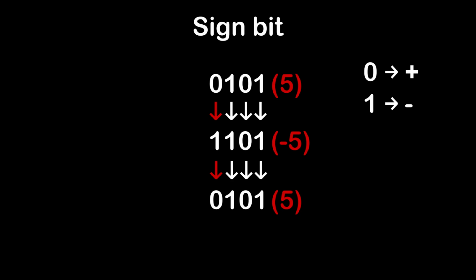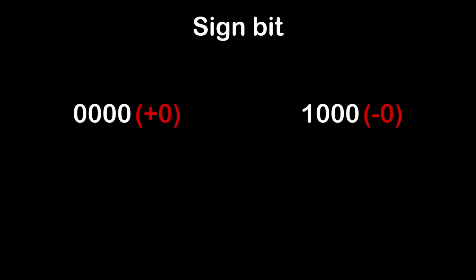This, however, gives us a problem. 1000 and 4 zeros are two different ways to describe the number 0. Instead, we could have used one of them to describe another number. In order to fix this, we move on to a different system.